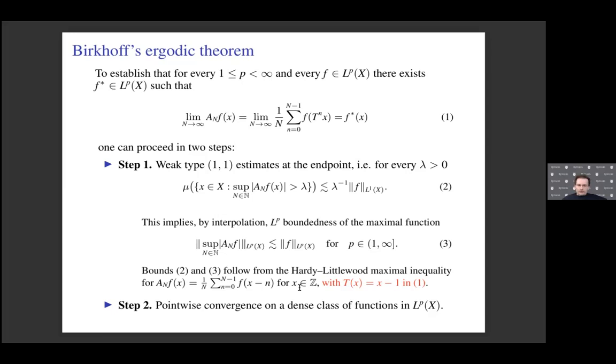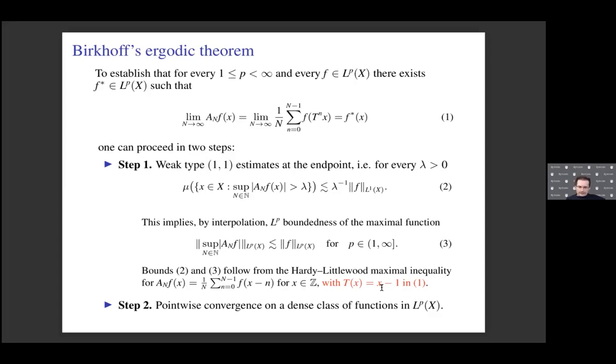So, the first step can be accomplished by appealing to the Calderón transference principle and reducing the problem of establishing this inequality on an arbitrary measure-preserving system to the set of integers. So whenever our average becomes the average on the set of integers with the shift operator Tx equal to x minus one.